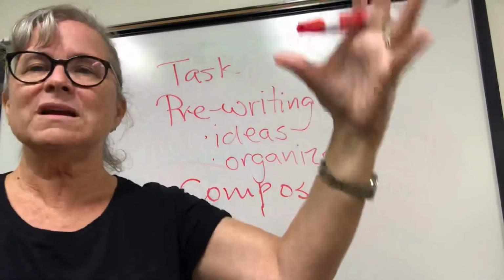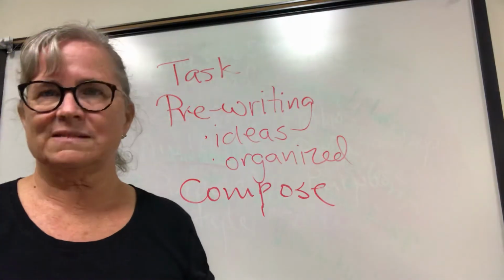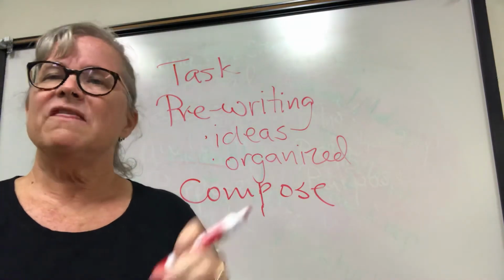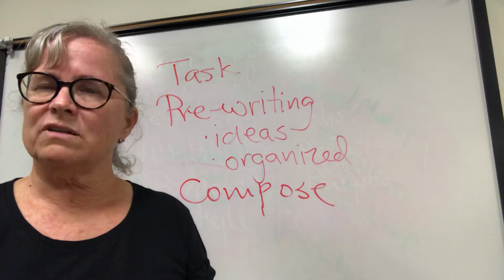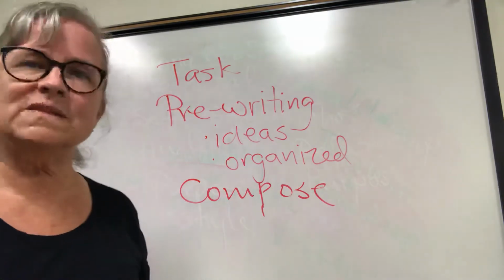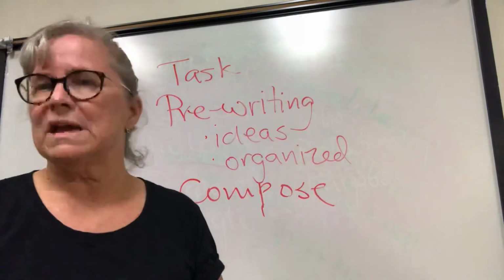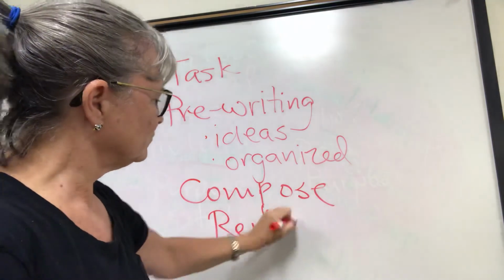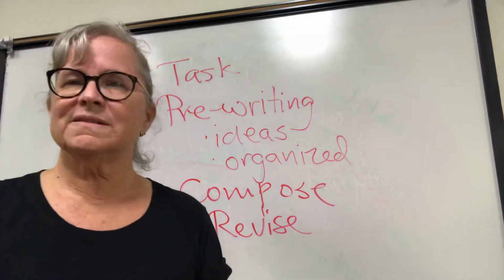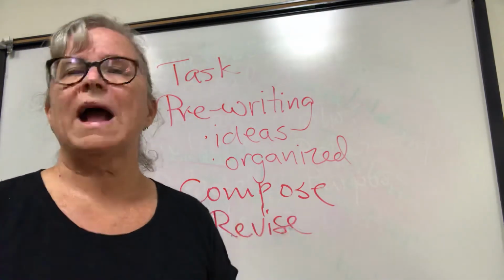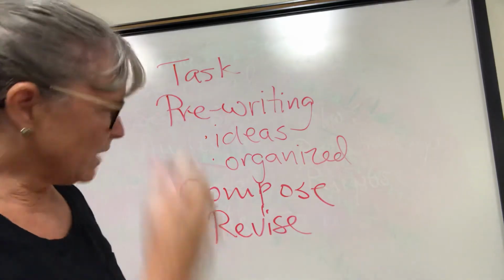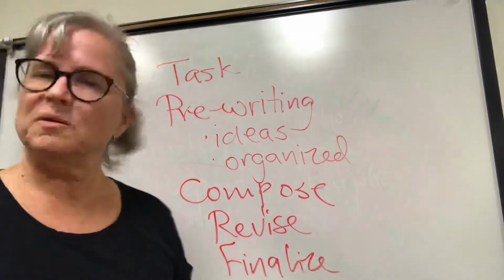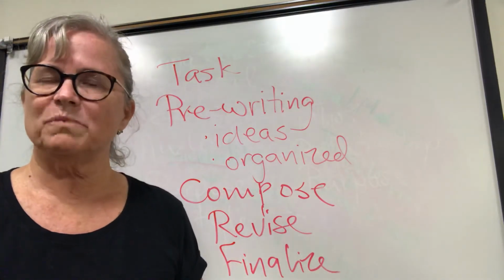You've got something that's starting to look like the assignment, something that's starting to look like an organized piece of writing. And then after you've got a draft down, you look at that draft and you decide what you need to do to it to make it better. So you revise it. You make some revisions until you get to the point that you're happy with it, and then you are ready to finalize and complete your task, complete your piece of writing.